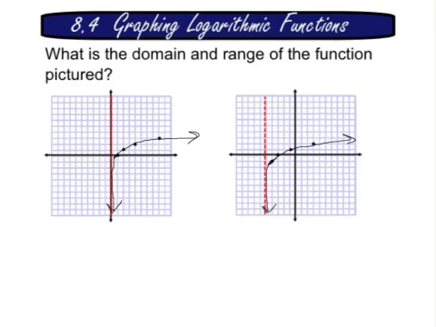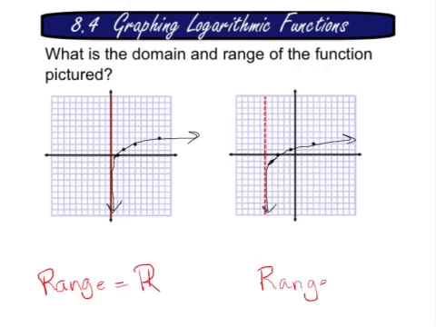The very last thing we want to be able to do is look at a graph without an equation and identify the domain and the range. The first thing we can do is say what the range is for both functions. The range will always be all real numbers. And I know that because when I look at each of these graphs, it will forever go up and forever go down. That's how I know that the range is all real numbers, all possible values of y.